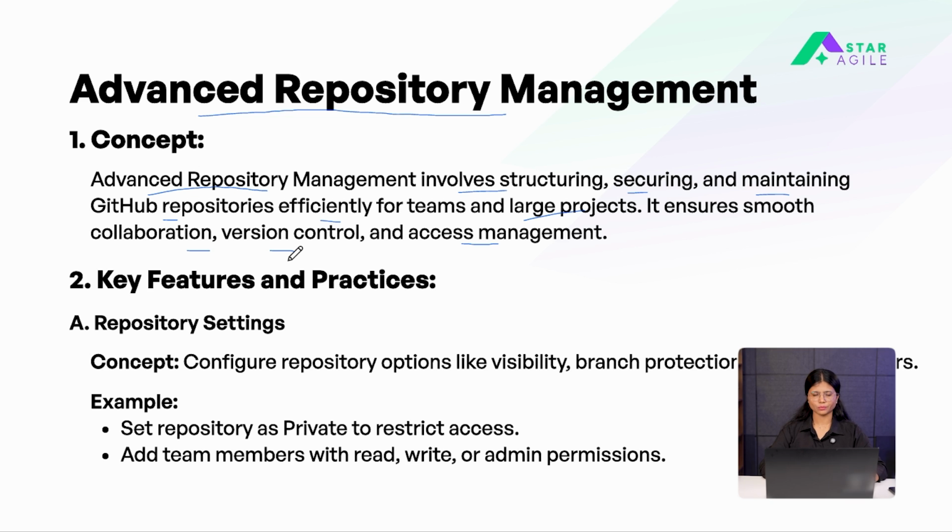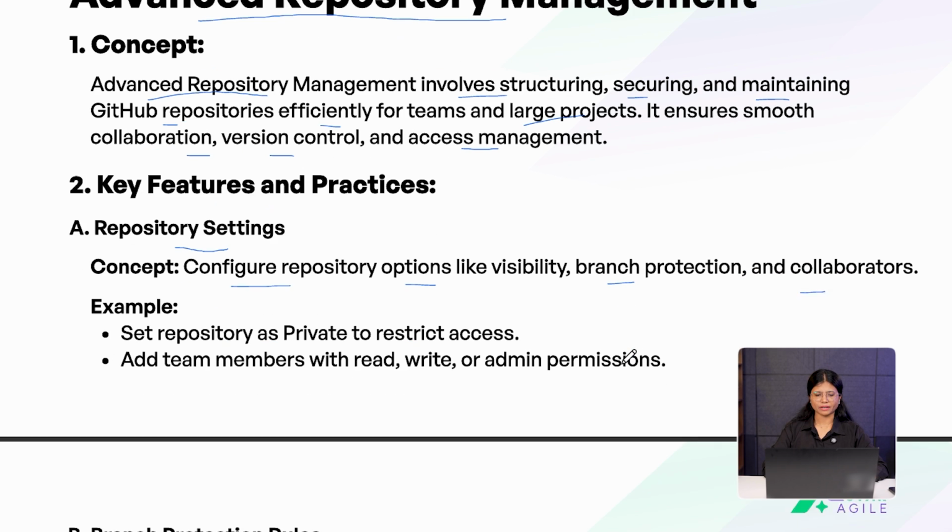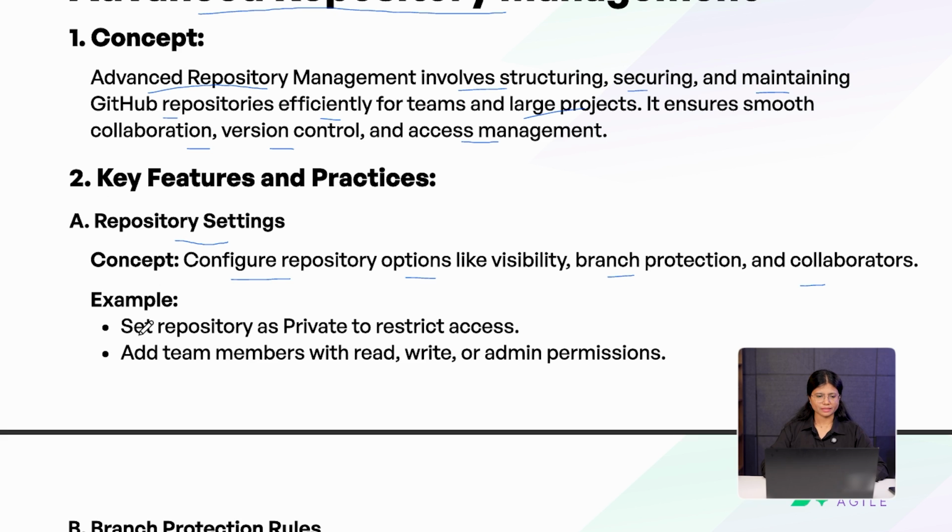What does a feature mean? Let's say we have something called repository settings, where you can configure options like visibility, branch protections, and collaborations. We will see where exactly we find them, and we will study more about it as well. For example, you can set your repository as private to restrict the access.